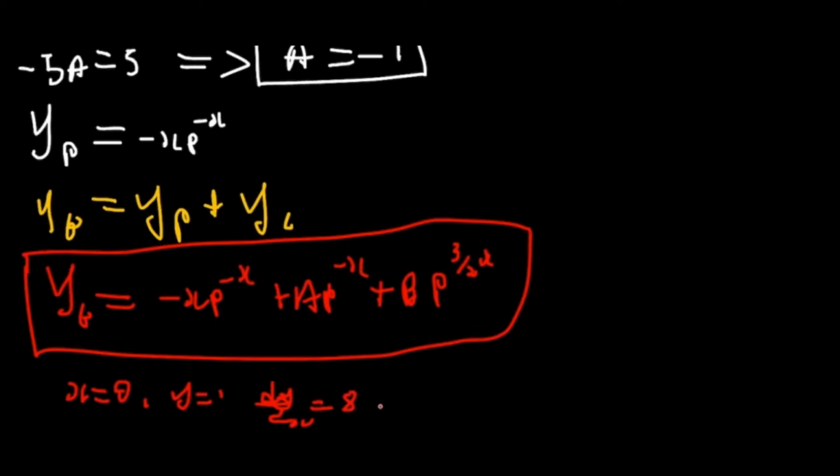So in this case, when conditions are given to you, you simply need to substitute them and get the values of a and b. At the end you come and substitute the values of a and b. That will be the exact general solution of the differential equation.